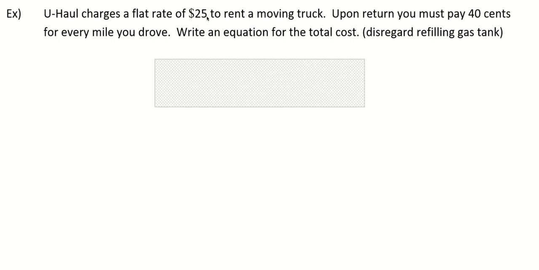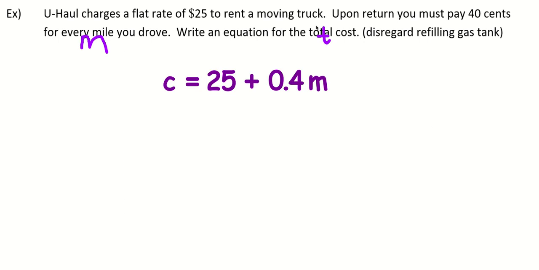Flat rate of $25, plus 40 cents for every mile you drove. Write an equation for total cost. So I don't know if I called this T or C. What would be the other variable? What's the other thing that varies, or what does the total cost depend on? What's the other open-ended unknown quantity that could vary, and that's why they're called variables? What else is going to get a variable? Well, wouldn't it be the number of miles? Yes, it would.